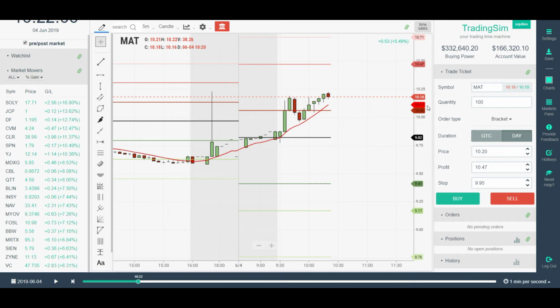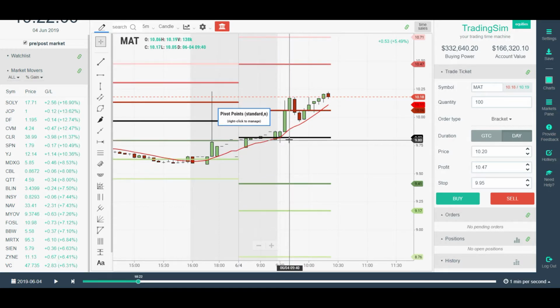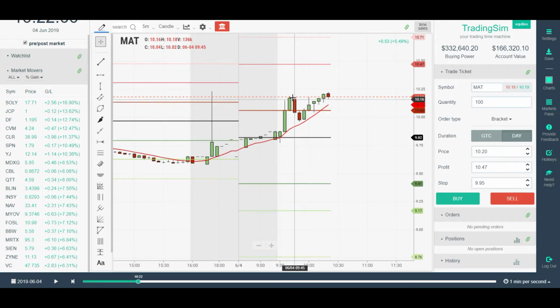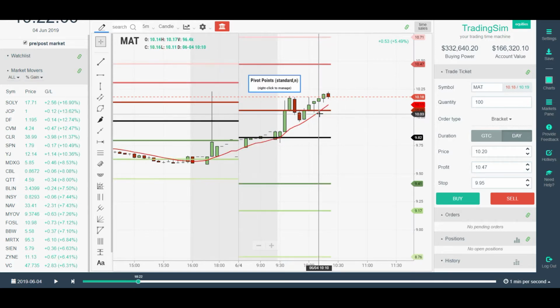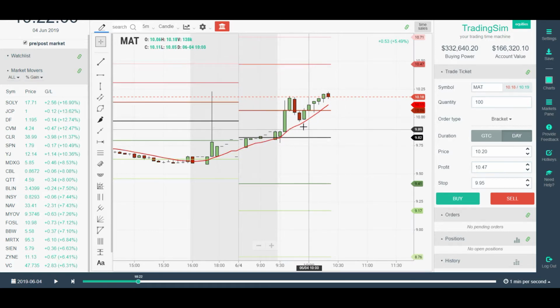All right, here we have a long setup for the stock MAT. As mentioned in the article, nice move up in the morning, then a slight bear flag coming back, right? The key thing I love about this pattern, one, the price action stays above the 10 SMA. It doesn't even touch it on the way back up.